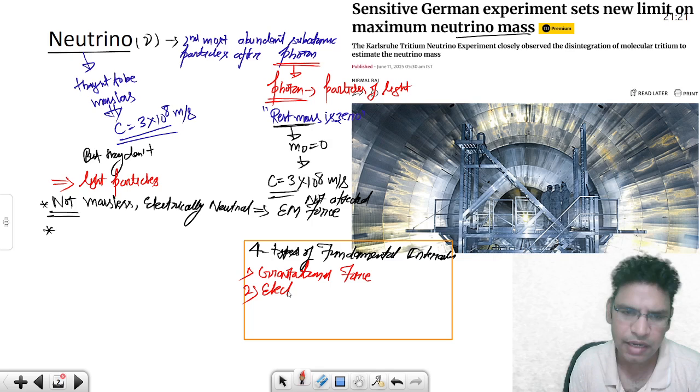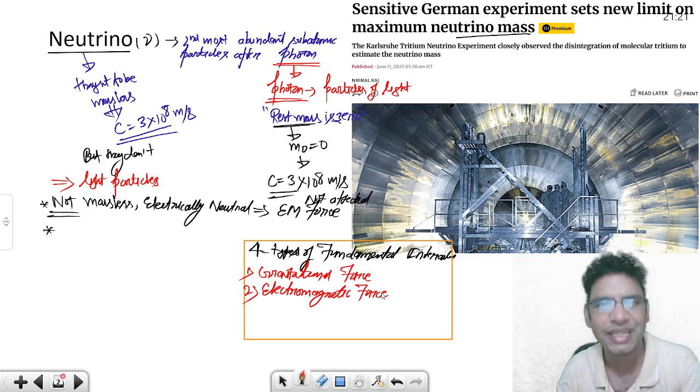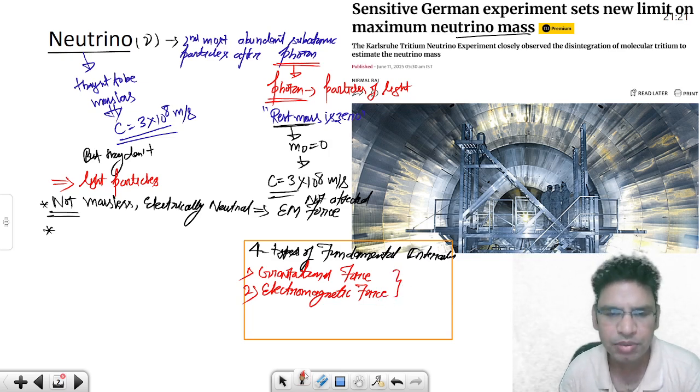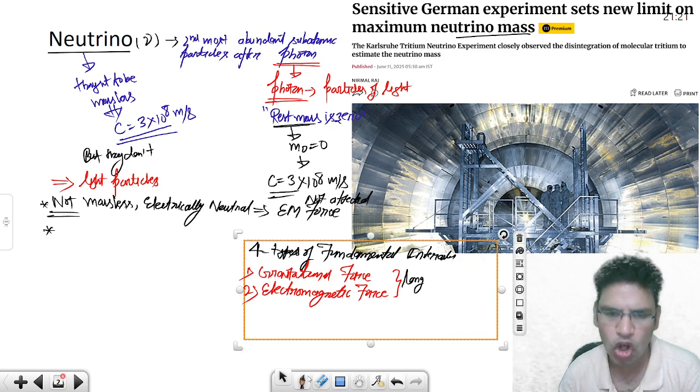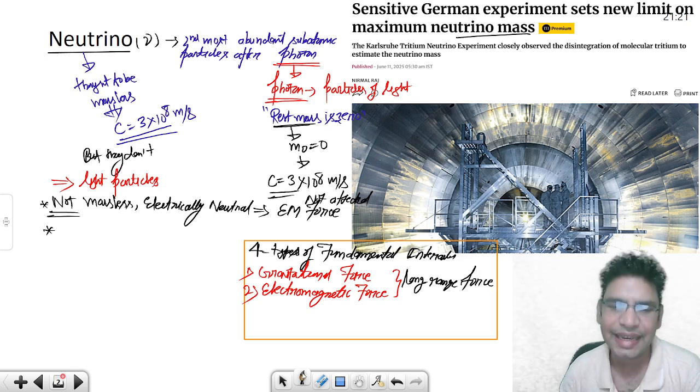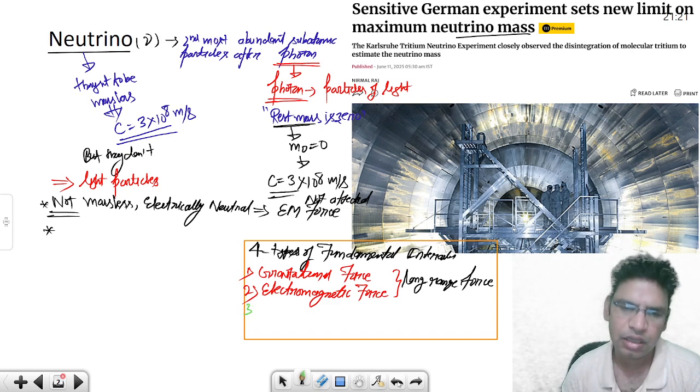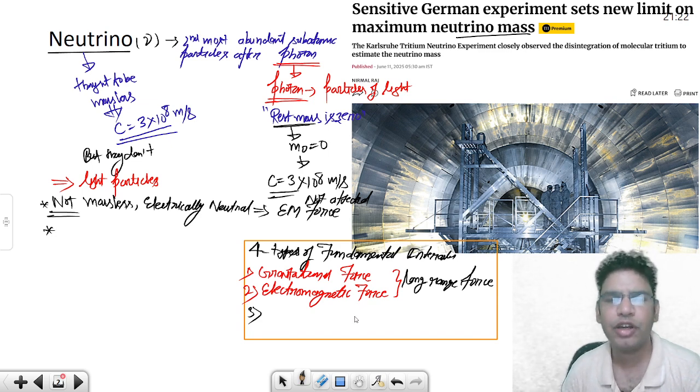Then there is another force, the electromagnetic force. If a particle has charge, then it can be affected by the electromagnetic force. Both of these forces act from the atomic level to large distances, and therefore they are called long range forces. Their range goes from atomic level to many kilometres, or even light years. Gravitational force, for example, acts even at large distances.